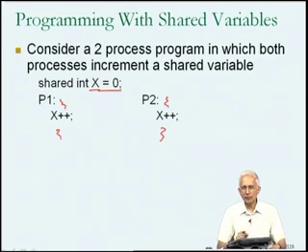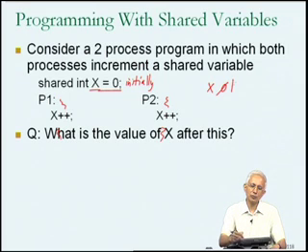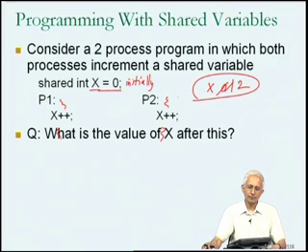Now when you look at this concurrent program, you will ask the question, what should be the final value of the variable x? Since x was initially 0, and x was incremented twice, we suspect that the final value of the shared variable x should be 2, because one of these increments is going to change it from 0 to 1, and the other increment is going to change it from 1 to 2. So we suspect that the final value should be 2.